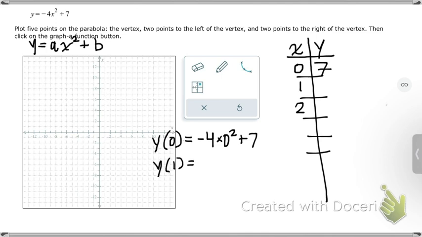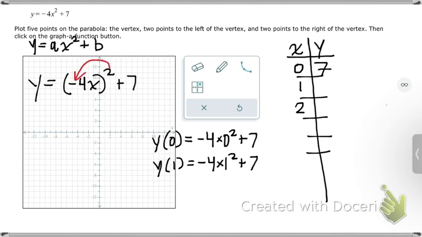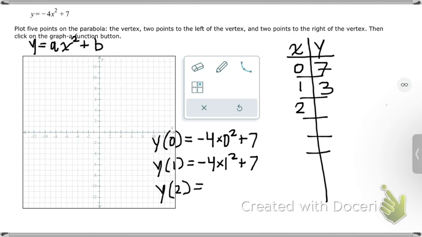Then I'm going to do y of 1. That would be negative 4 times 1 squared plus 7. All right, now be careful here. This square does not apply to this negative. If I wanted it to apply to that negative, I would have had to put parentheses. So the function would have had to have been written like this, y equals, and then I would have to put parentheses around this squared. Now, in that case, the square would apply to the negative with parentheses. But there's no parentheses here, so it doesn't apply. So in that case, we've got negative 4 plus 7 is 3. Okay? And finally, y of 2, that'll be negative 4 times 2 squared plus 7, negative 16 plus 7, negative 9.